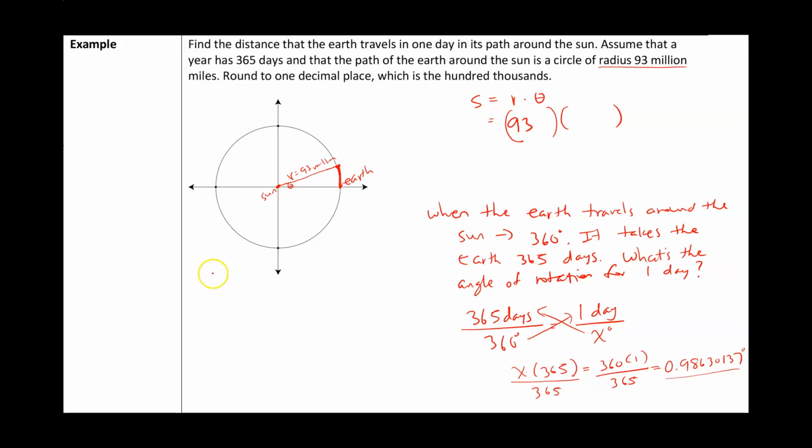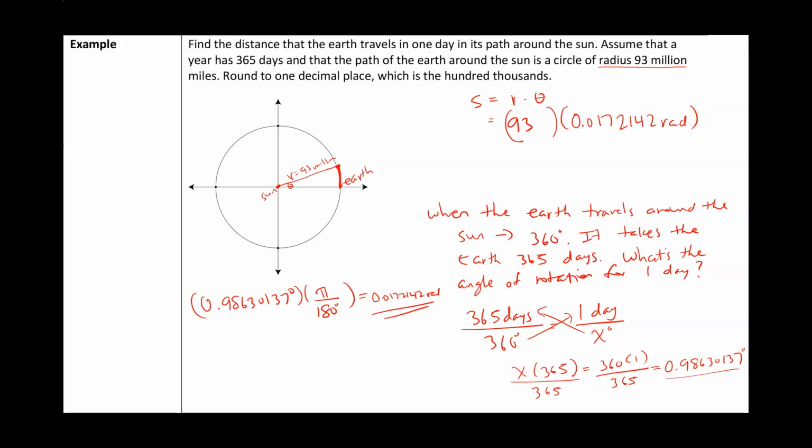Now my job is to take this, so I'm going to take 0.98630137 degrees and multiply this by pi over 180, because remember, our angle theta has to be in radians. So if I do this, then I get a very, very small value for radians. I'm going to get 0.0172142. So my theta in radians is going to be 0.0172142 radians.